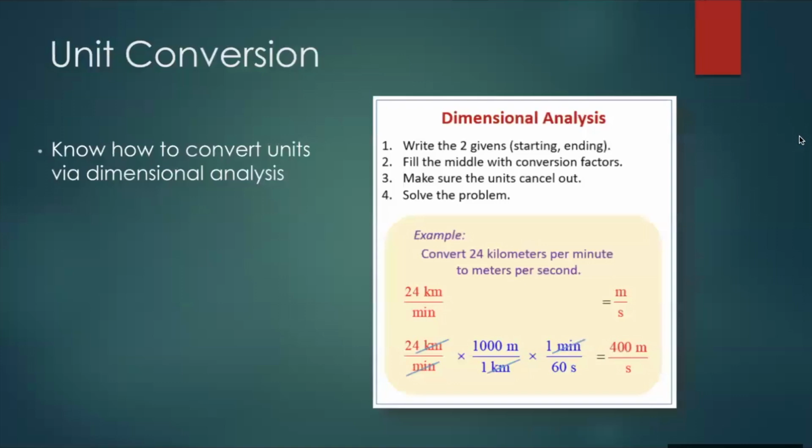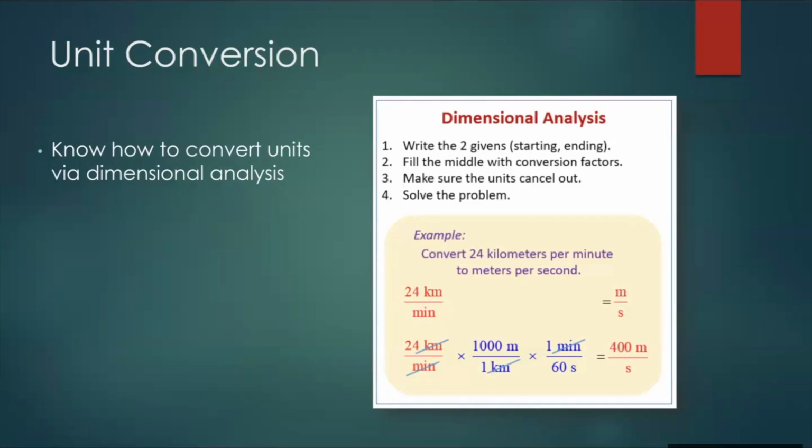Alrighty. Next is unit conversions. So you must know how to convert units via dimensional analysis. There's an example over here in the right graphic. So the first step to any problem like this is write the two givens, what you're starting with and what you're ending with. So below what's in purple, we have 24 kilometers per minute. That came from the problem that's in purple. It says convert 24 kilometers per minute to meters per second. Our first given is that 24 kilometers per minute, and we need to get to meters per second.